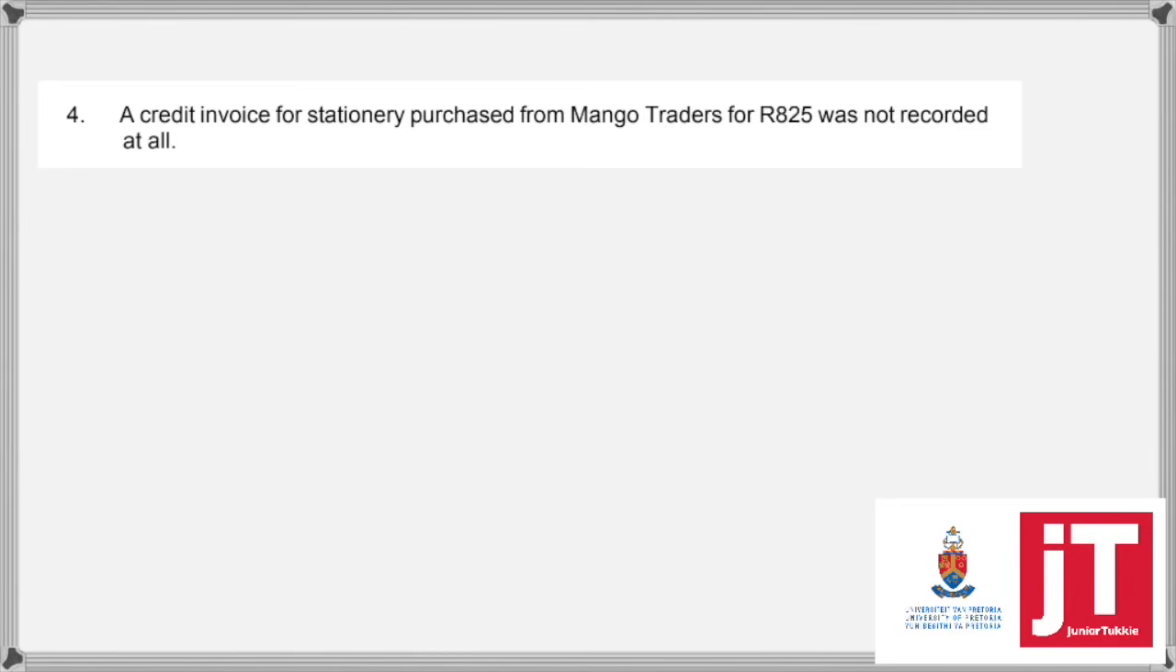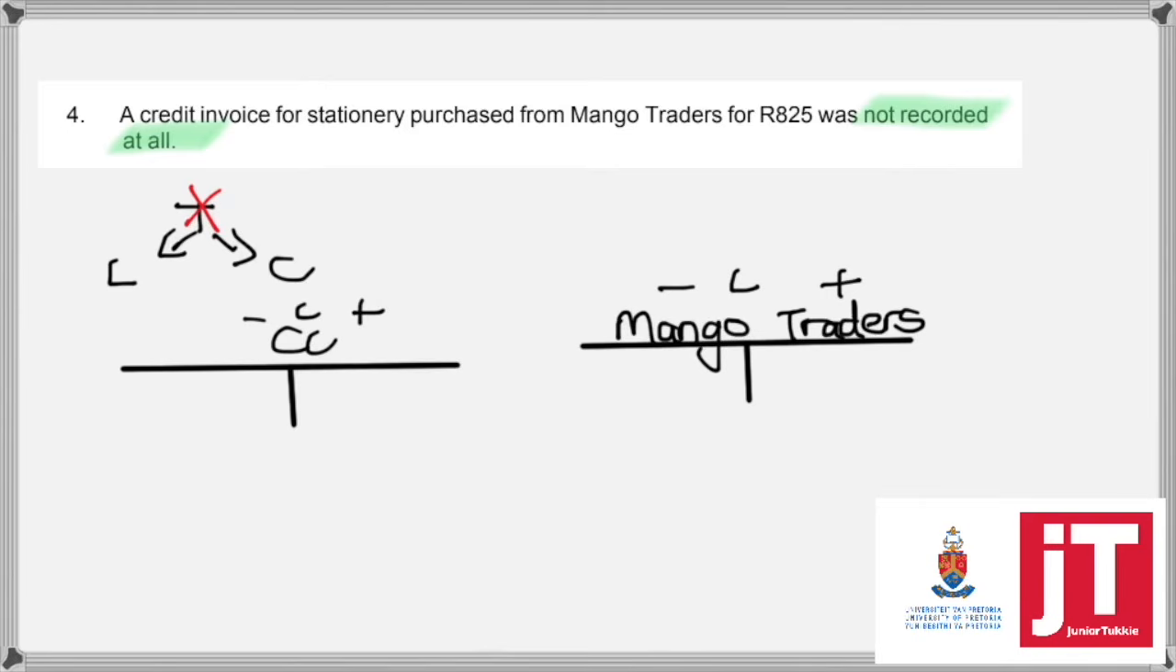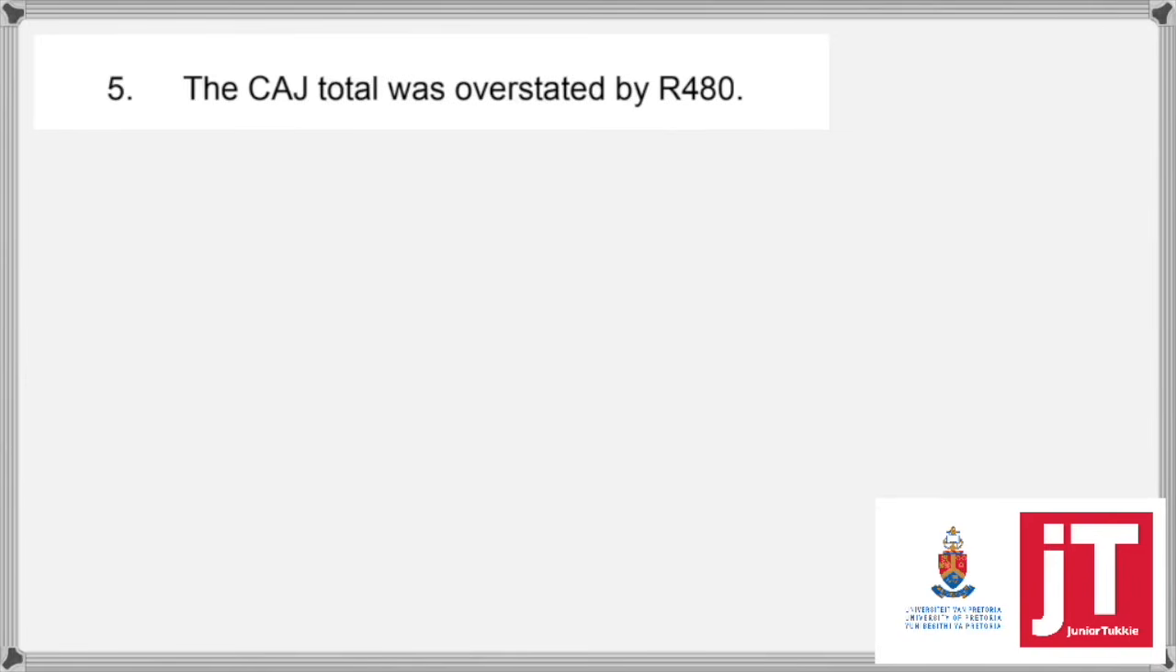Transaction number 4. A credit invoice for stationery purchased from Mango Traders for 825 was not recorded at all. This means we've omitted the transaction in the relevant journal. So we need to correct it in both the creditors control account as well as in Mango Traders. A credit invoice means that we bought on credit, we owe them more money, so we need to credit both with 825 and that will have a positive effect.